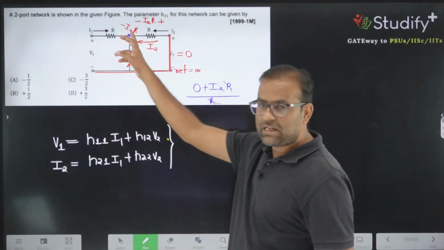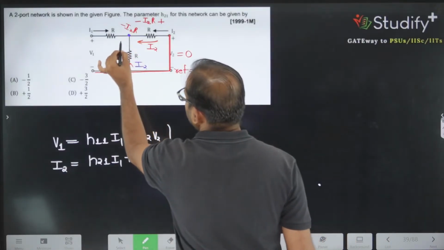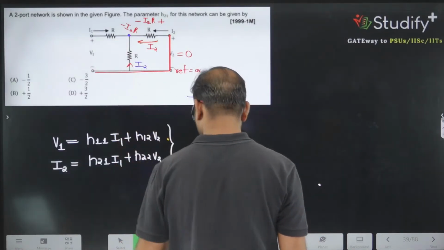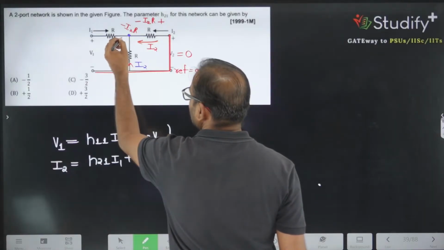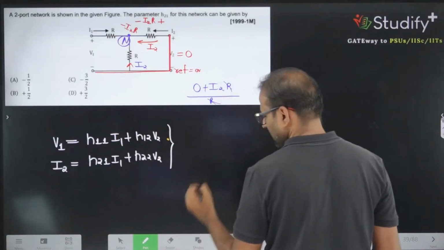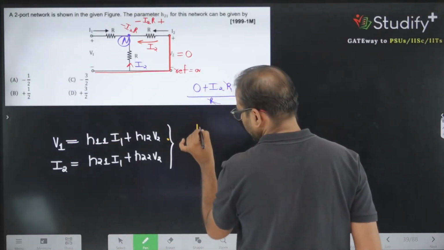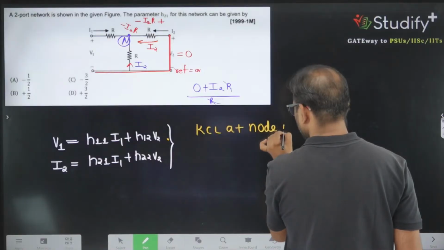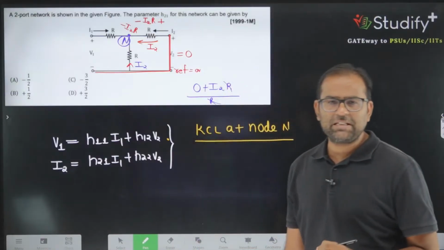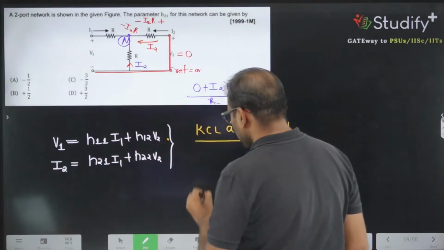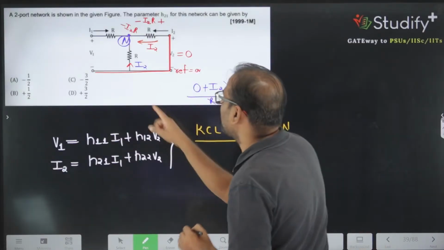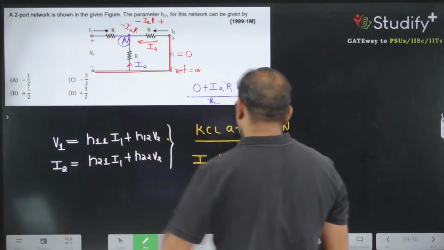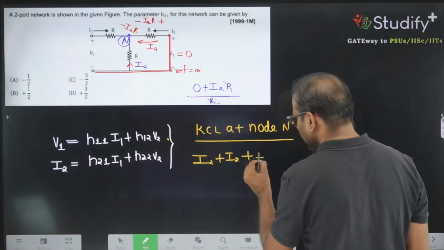If I apply the KCL at this node, let me call this node N. How do you define the KCL at node N? The incoming currents: one current is I2, one more current is I2, and one more current is also incoming, so let me write this current as I1. Sum of incoming currents equals 0.